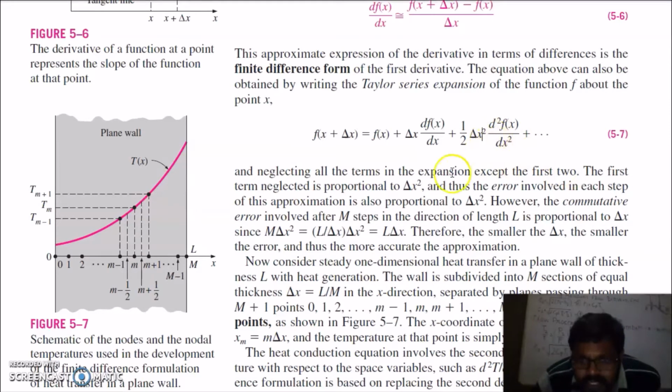The first term neglected is proportional to del x square, and thus the error involved in each step of approximation is proportional to del x square. Means if you approximate and remove this term, your error will be proportional to del x square. If you want to minimize the error, your del x should be as small as possible. Therefore the smaller the del x, the smaller the error, and thus the more accurate the approximation.